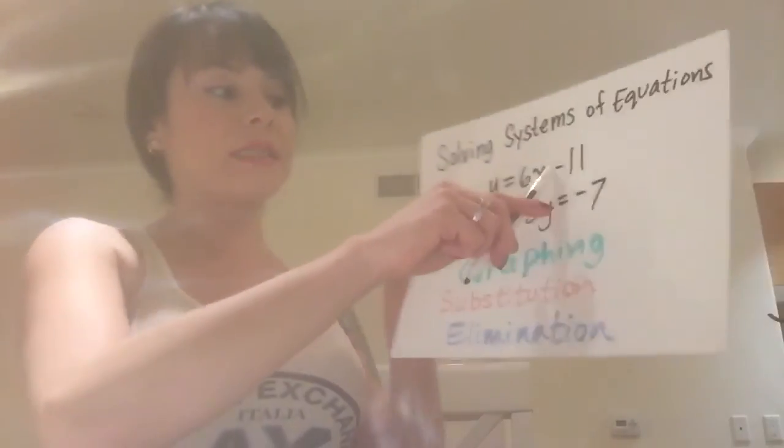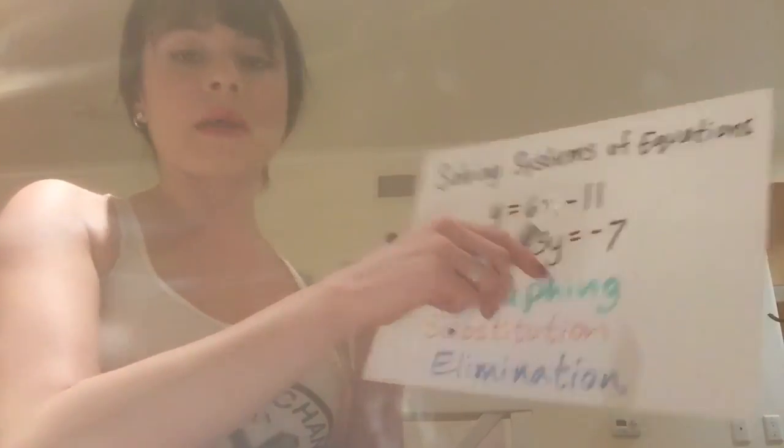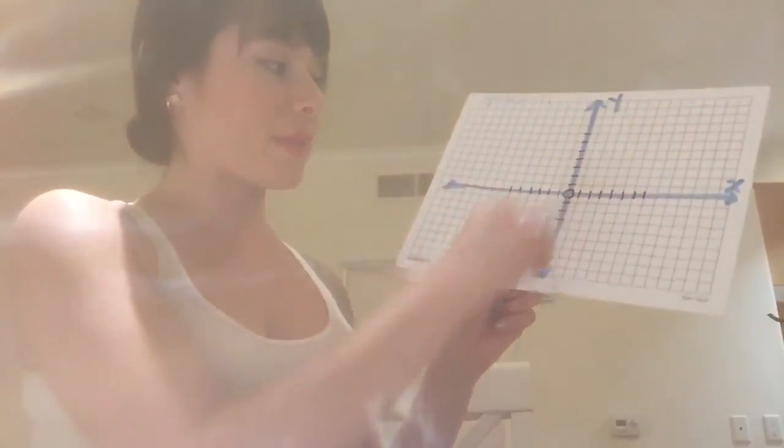So if you notice, this negative 11 is called a y-intercept. So that is the first point that you need to graph. So negative 11 on your y-axis, that's why it's called the y-intercept, is to the bottom.